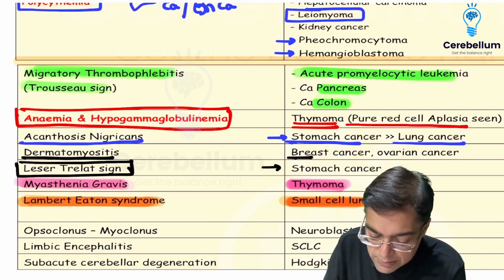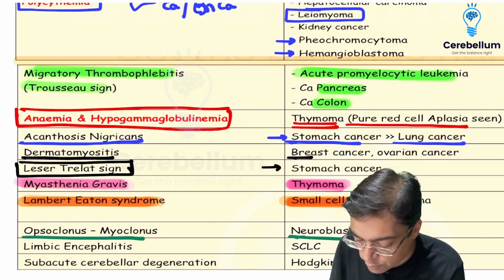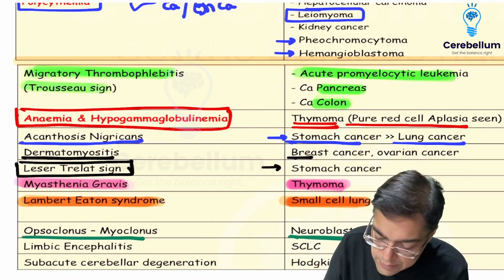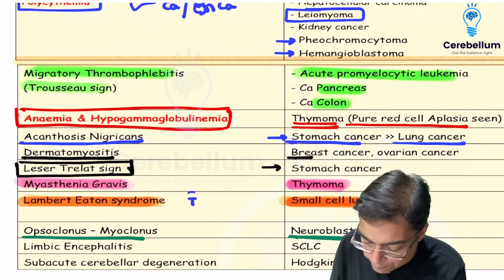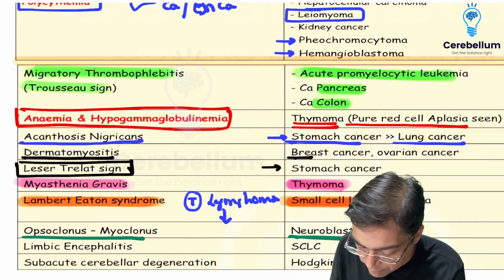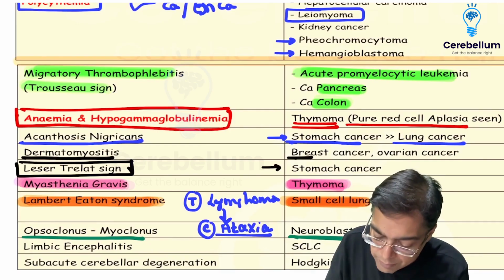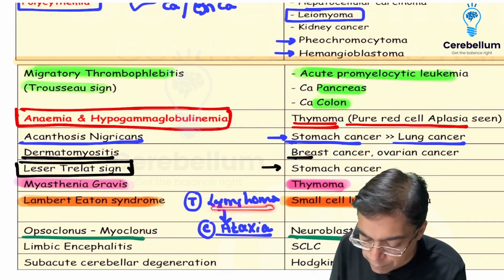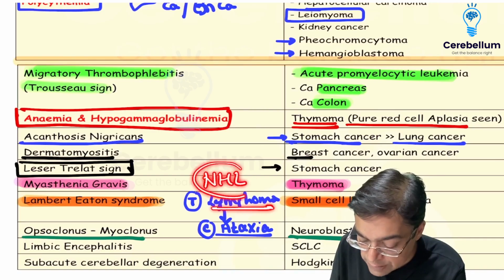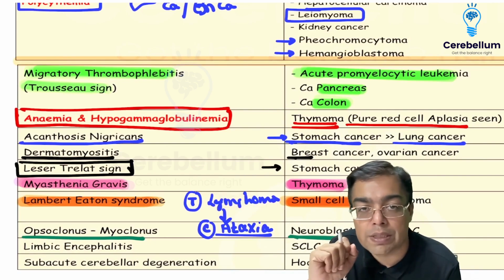Uncommon ones which have been asked in the exam earlier can be related with something like opsoclonus myoclonus, which can be seen as a feature of neuroblastoma. We had a question asked in the exam talking about an elderly patient who had a testicular lymphoma, and then developed a cerebellar ataxia. An elderly patient having a testicular lymphoma with cerebellar ataxia can be attributed to which type of lymphoma? That will be an example of a non-Hodgkin's lymphoma, classically DLBCL. So even that can be an example of a paraneoplastic syndrome presentation.